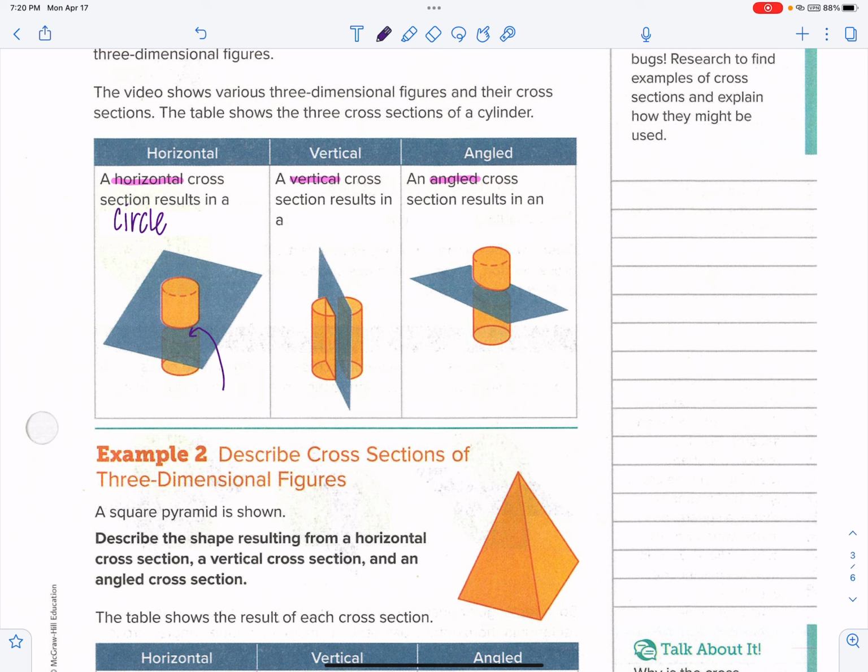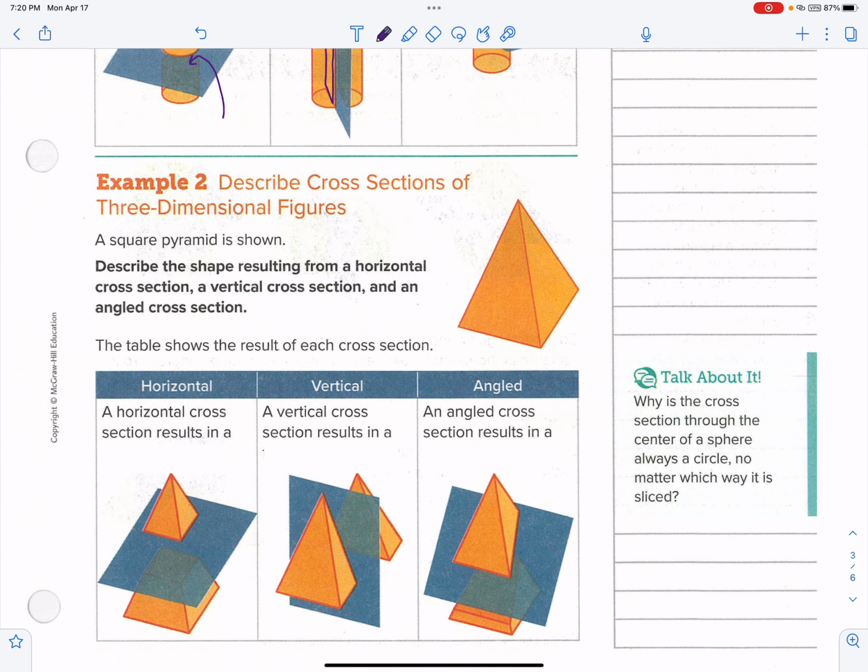Look at the vertical cross section and take a look at the shape it made. You have to visually look right here. If you thought rectangle, you are correct. And then an angled cross section of a cylinder, you can see the shape it makes. It's not a pure circle like the horizontal cross section. If you thought or said oval, you are correct with this one. So just be aware of that cross section of a cylinder.